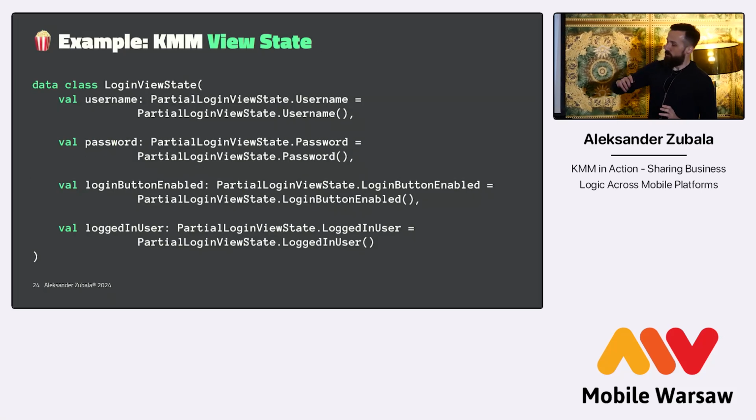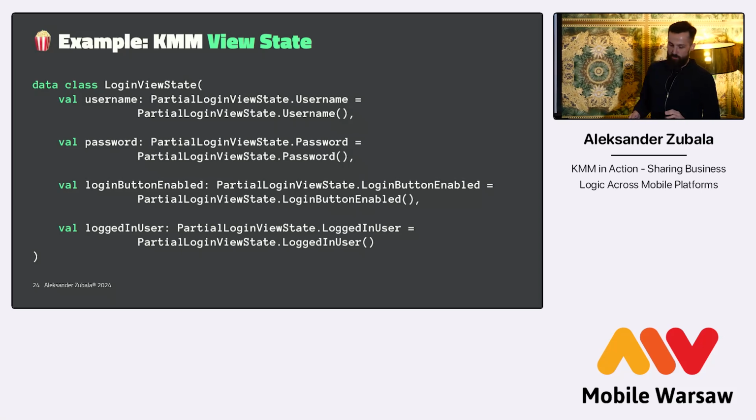So coming back to our view state, this is how it would look. We have 4 properties that represent the portion of the state that reflects the username, the password, if the login button is enabled, and if we have a user, right?